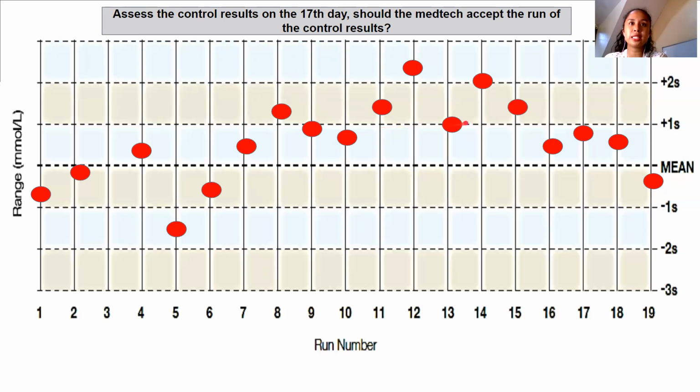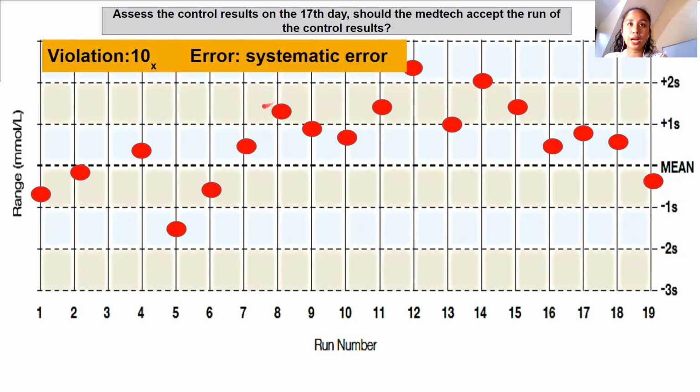And this one, class, this is 10x. Why? Because 1, 2, 3, 4, 5, 6, 7, 8, 9, 10, 11. So, 11 controls for the last, from day 7 to day 18, class, lahat na ng control nagstay lang sa isang side of the mean. So, class, this needs practice. Kailangan memorize nyo yung mga violations para masagot nyo yung quiz natin.